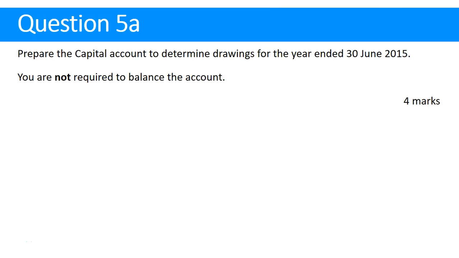Question 5a asked you to prepare the capital account to determine drawings for the year ended 30th of June, and you were not required to balance the account. Now I'm going to balance it during this example just because it does help you solve it. Just because it says you don't have to do it doesn't mean you can't, and you won't be penalised for doing so.